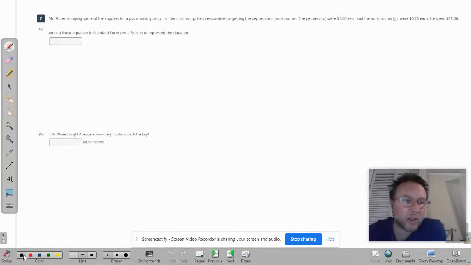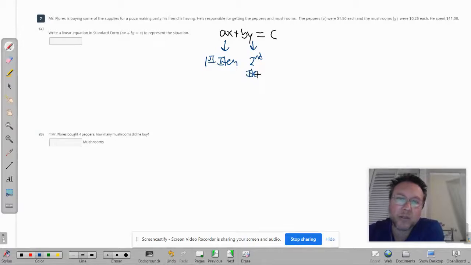So standard form, different than slope-intercept form, right? Where in slope-intercept form, the y is by itself. In standard form, you've got something that looks like this, where I usually think of this as buying 2 different items. Let's say that this represents your first item that you're buying, and then this represents your second item, and then the C is going to represent the total for the 2 items.